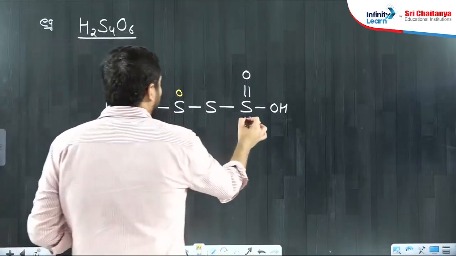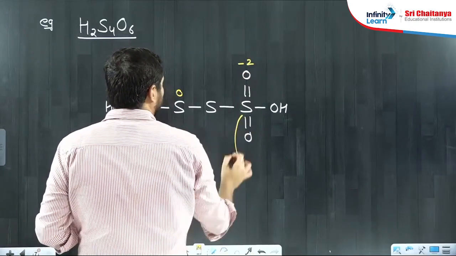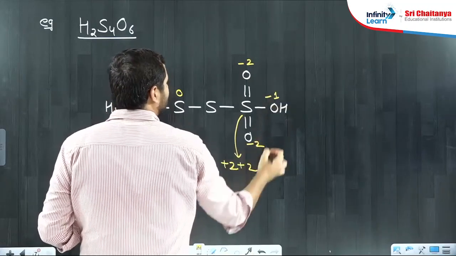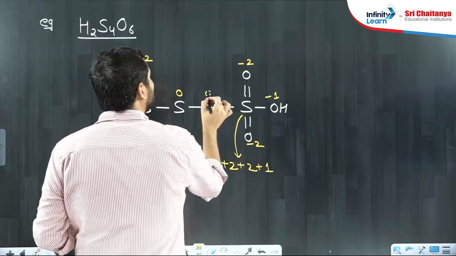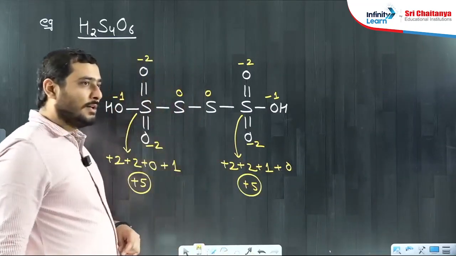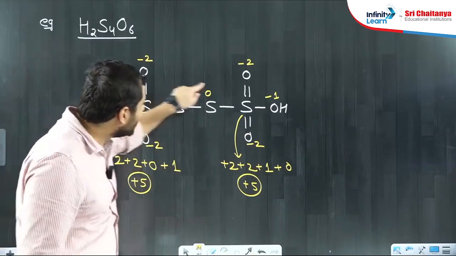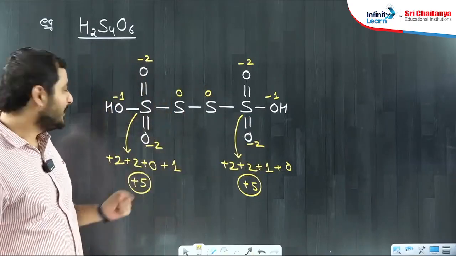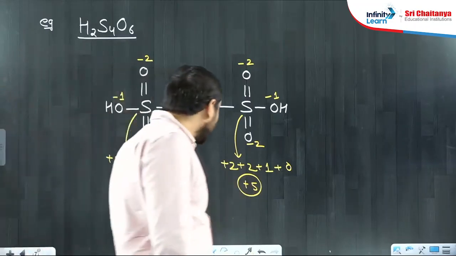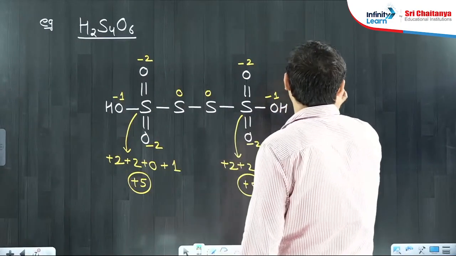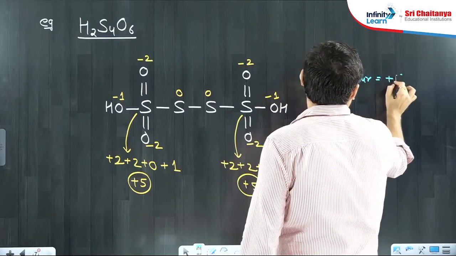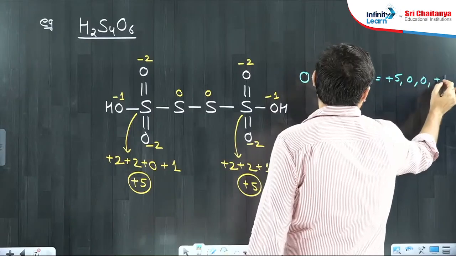Now if we write here -2 +2, -2 +2, oxygen single bond -1 +1. Here both sulfur are 0. This is also 0. So what do we get here? +5. If you check here, how many sulfurs are present? 4 sulfur are present. 2 sulfur are in +5 and 2 sulfur are in 0. So if they ask the oxidation state of sulfur, it is +5, 0, 0 and +5.